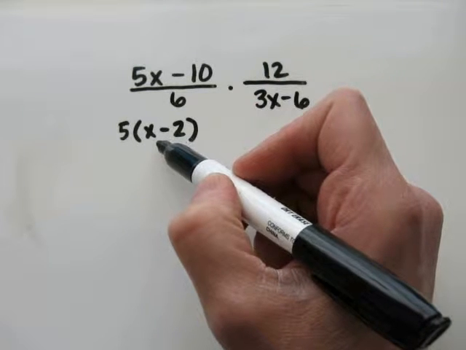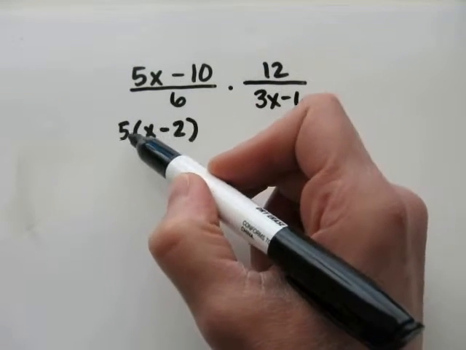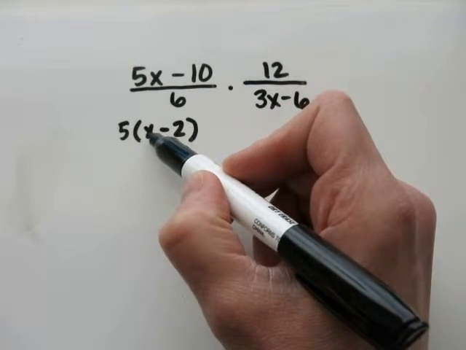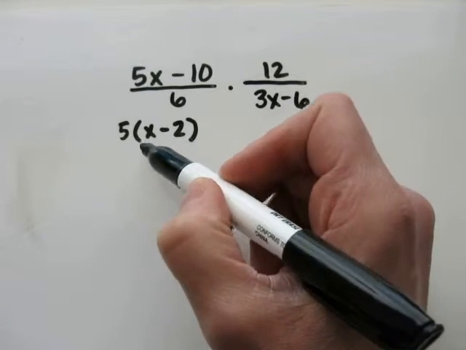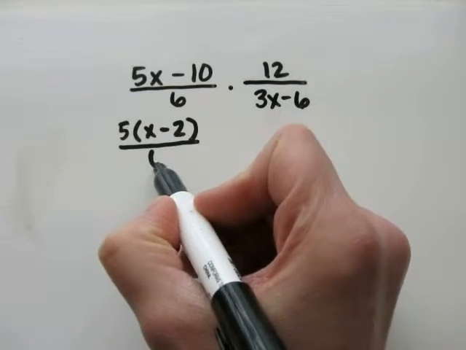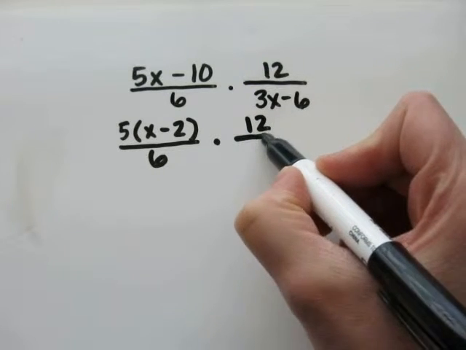To make sure you factored this out correctly, distribute and then check. So 5 times x is 5x. 5 times 2 is 10. It will remain over 6. Let's keep the 12 the same.